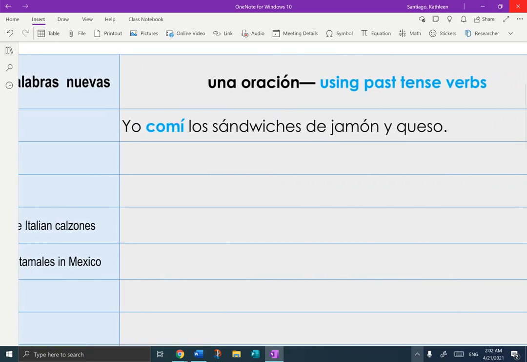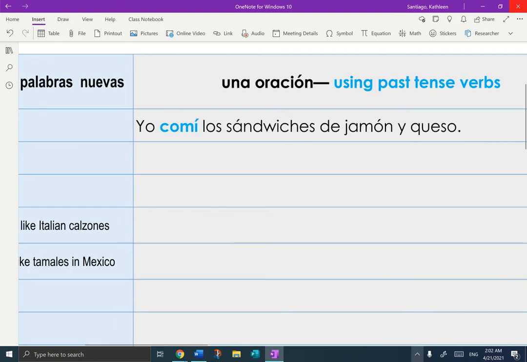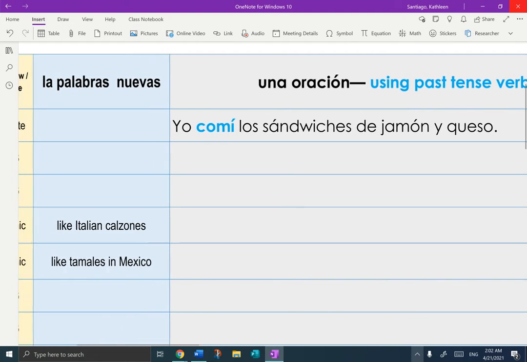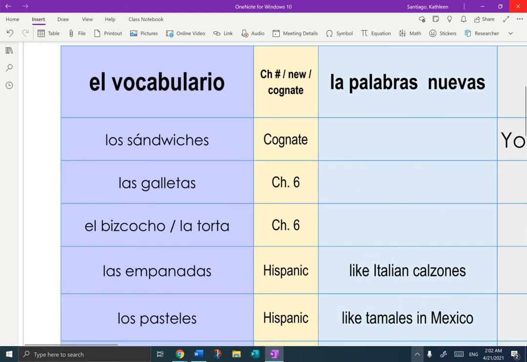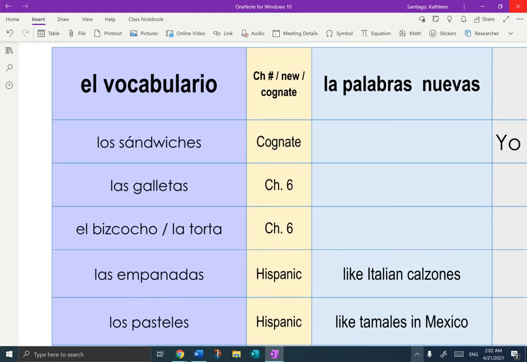So the una oración, the light gray columns with the sentences, we will not be using them yet until we learn some more past tense words to go with celebrations. So let's just go through these one at a time and make sure you know what they are. You're welcome to write the words in with me. Okay, so I'm going to see, this might be a little bit thick, the pen, but let's try it. Los sándwiches is a cognate.